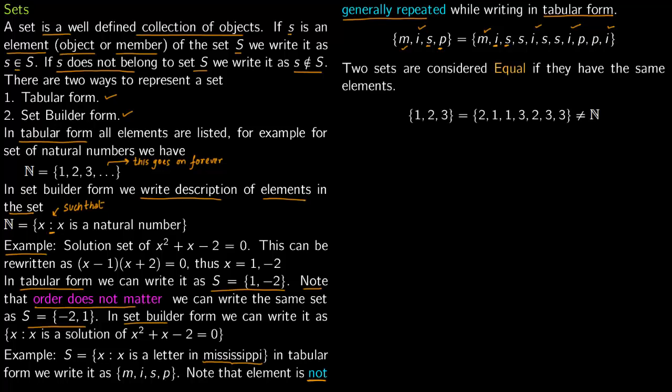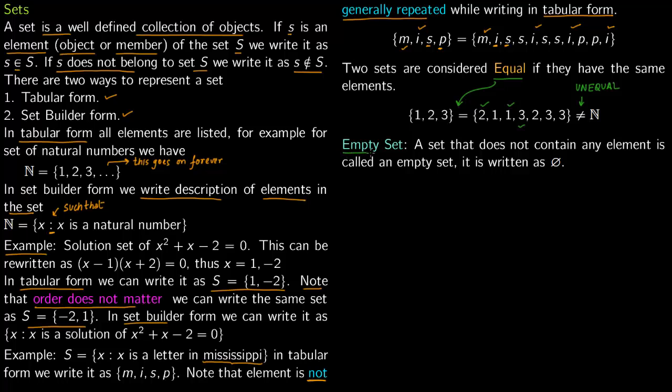Now we talk about equal sets. Two sets are considered equal if they have the same elements. So this set has 1, 2, 3, and this set also has 1, 2 and 3, and you ignore the repetitions. So these two sets are equal. This is not equal to the natural numbers, because the natural numbers are more than 1, 2, 3. They also have 4, 5, 6, 7, 8, 9 and so on. So this is unequal, and this is obviously equal.